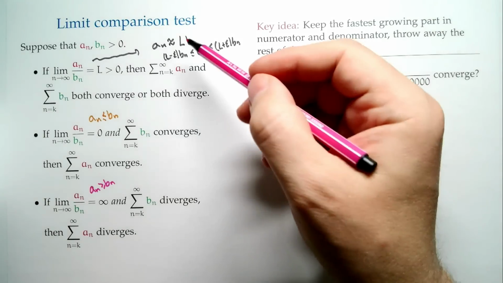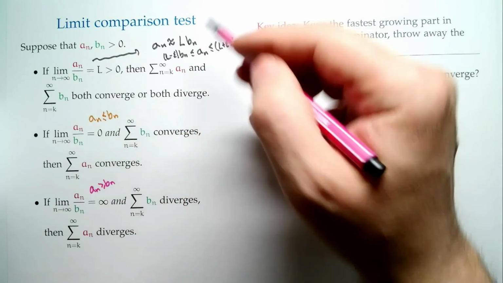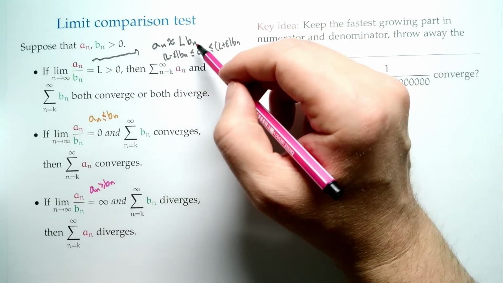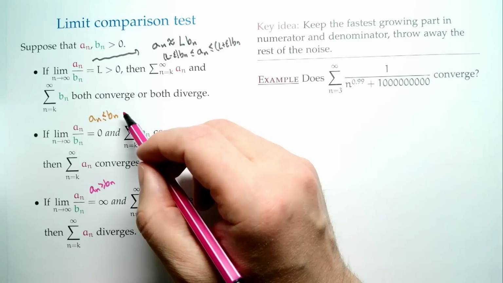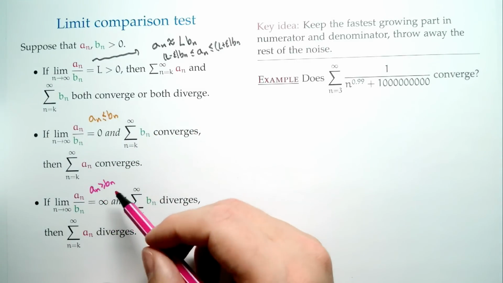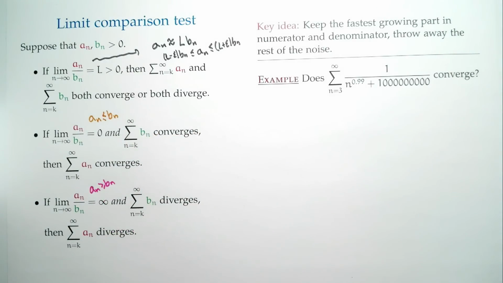Now, I should say that each one of these three statements here, a sub n is about L times b sub n, a sub n is less than or equal to b sub n, or a sub n is greater than or equal to b sub n, is meant to hold when n is sufficiently large. Or in other words, in the tail. And that's where the convergence happens.